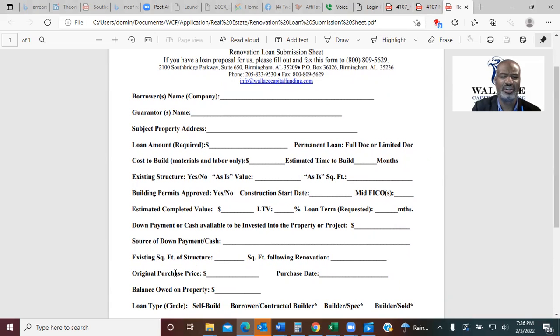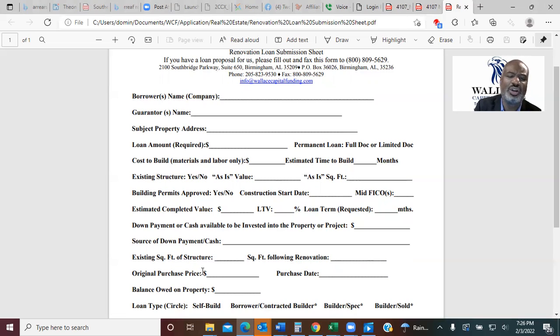Existing square feet, it looks like it's a duplicate here, but of the structure. But then, what is the square footage following the renovation after that? So how many square feet will it be?